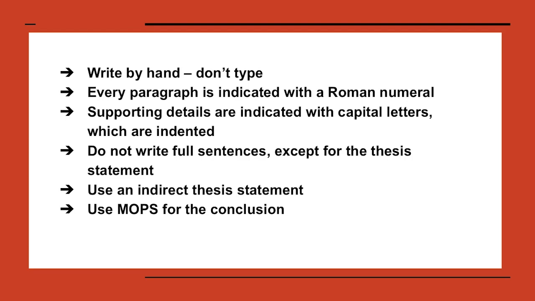So let's have a quick review of the key points to get a good grade on the outline assignment. Remember to write by hand and do not type. Remember that every paragraph should be indicated with a Roman numeral. Supporting details, on the other hand, are indicated with capital letters, but be sure to indent those. Don't write in full sentences, except for the thesis statement. Use an indirect thesis statement, and for the conclusion, remember MOPS. If you do all of those things, you will get a great grade on this outline assignment.